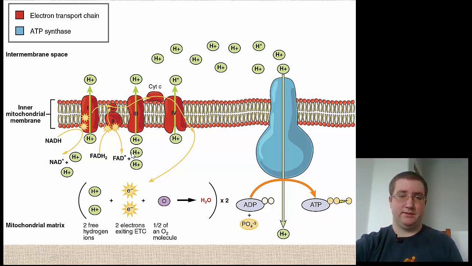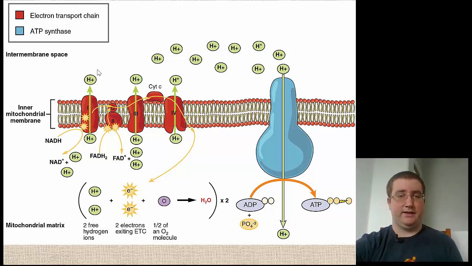So the question is, why would we use energy to pump them out if we're just going to let them back in? Well, as these hydrogen ions are flowing back into the inside of the mitochondria, they are passing through this protein, this enzyme known as ATP synthase. And these hydrogen ions are literally turning a little turbine, just like in an electrical power plant. As it's turning this little turbine, that energy is being used to add that third phosphate group onto ADP to create ATP.